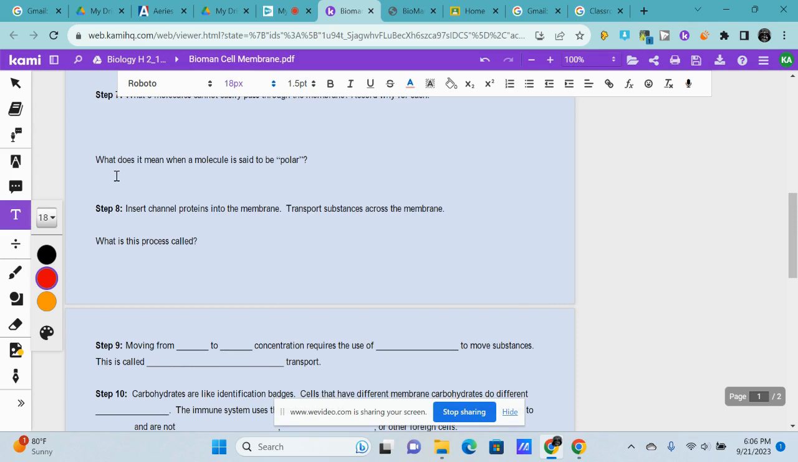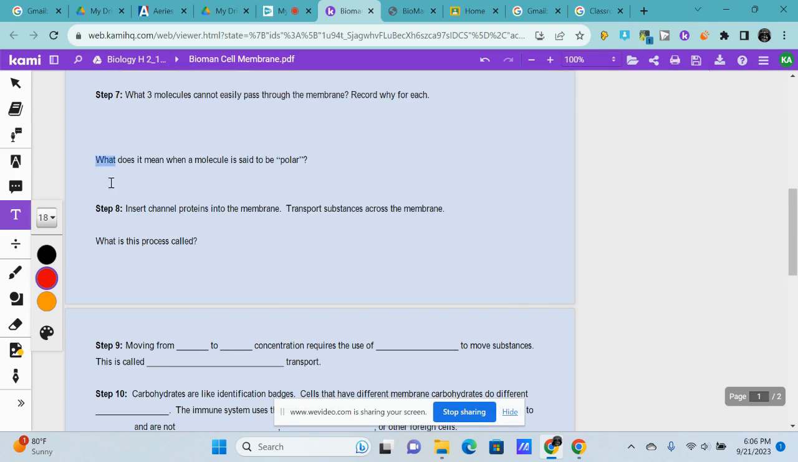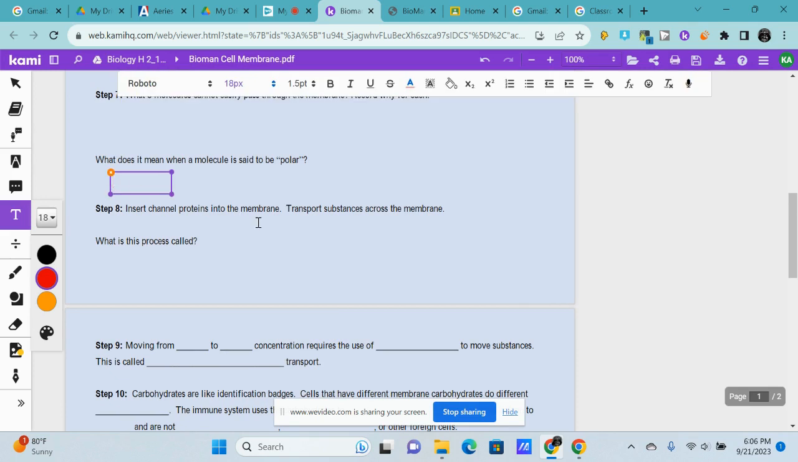What does it mean when a molecule is said to be polar? I'm going to type this one because we need to know this. We should know it already. Polar molecules have a positive section and a negative section. So in a polar molecule, part of it is positively charged and another part of it is negatively charged.